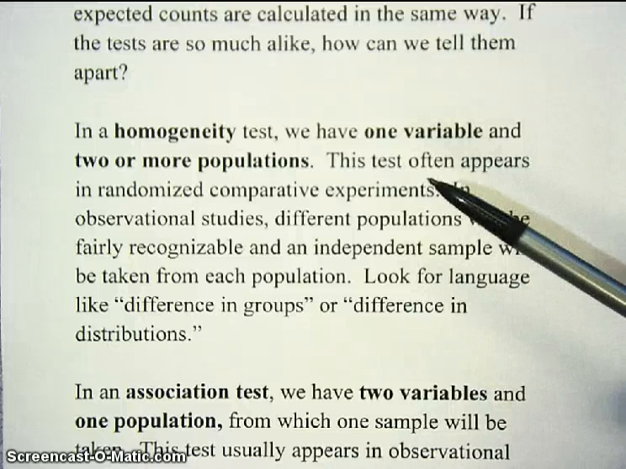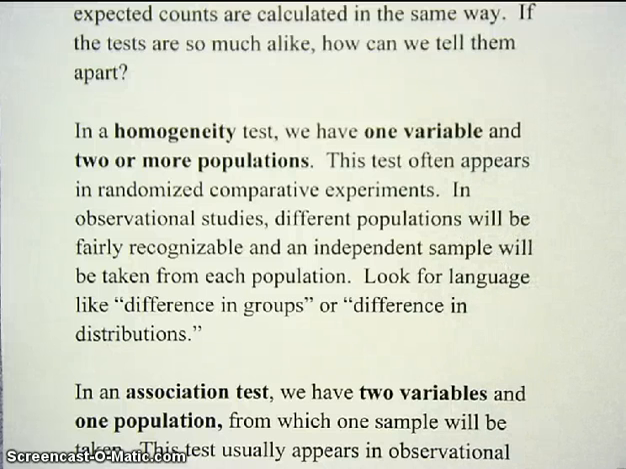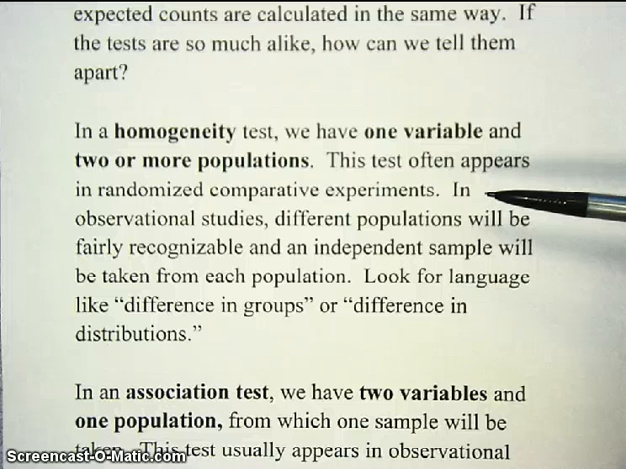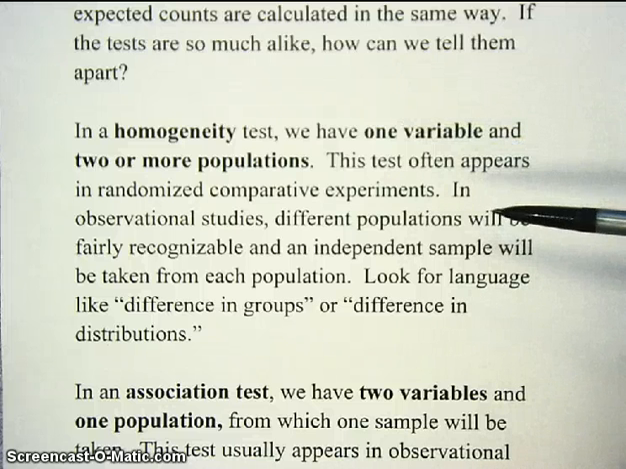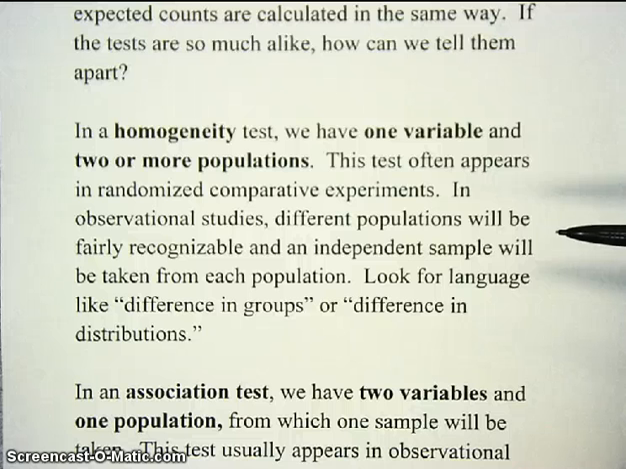And you'll often see this test in the context of randomized comparative experiments, where a group of experimental units are randomly assigned to treatments that artificially sets up two populations, or perhaps more, depending on how many treatments there are. And the one variable is maybe the degree of success or relief that somebody experiences, say, in a clinical trial. In observational studies that use this test, the different populations will usually be fairly recognizable. They might be groups of people from the same locality.